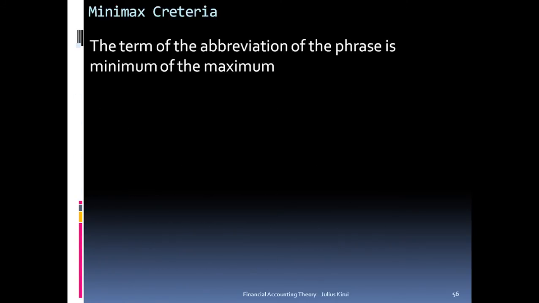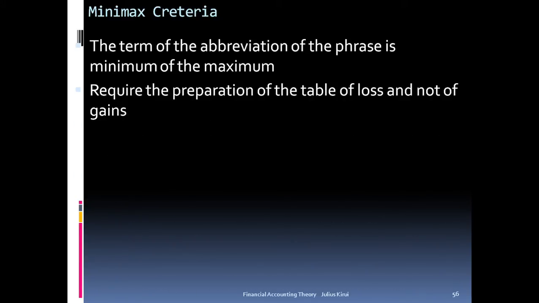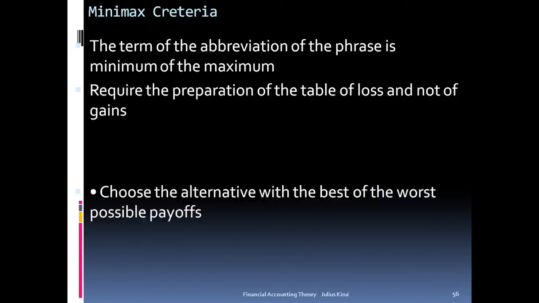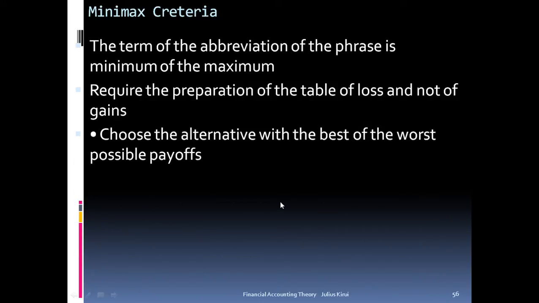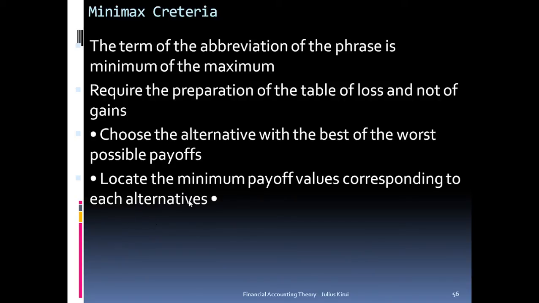Number two, minimax criteria. The term is the abbreviation of the phrase minimum of the maximum. It requires preparation of the table of loss and not of gain. So here we are preparing the table of loss. In other words, we are identifying the opportunity loss. Choose the alternative with the best of the worst possible payoff. So from the table, you choose the worst from there, the best from the worst of the possible payoff. Locate the minimum payoff values corresponding to each alternative.